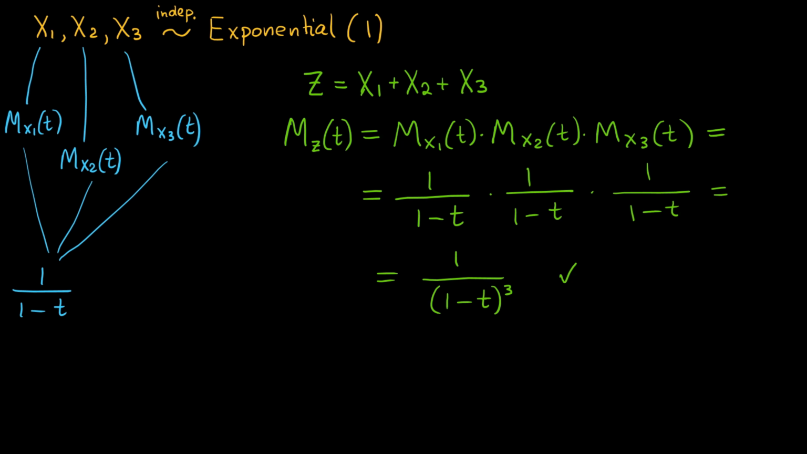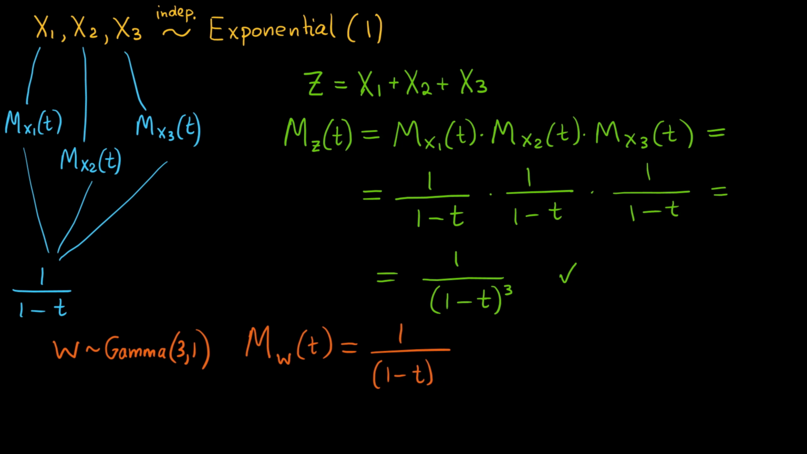Oh, but we have shown that the moment generating function of a random variable w, where w has the gamma 3,1 distribution, is exactly that, 1 over 1 minus t cubed.